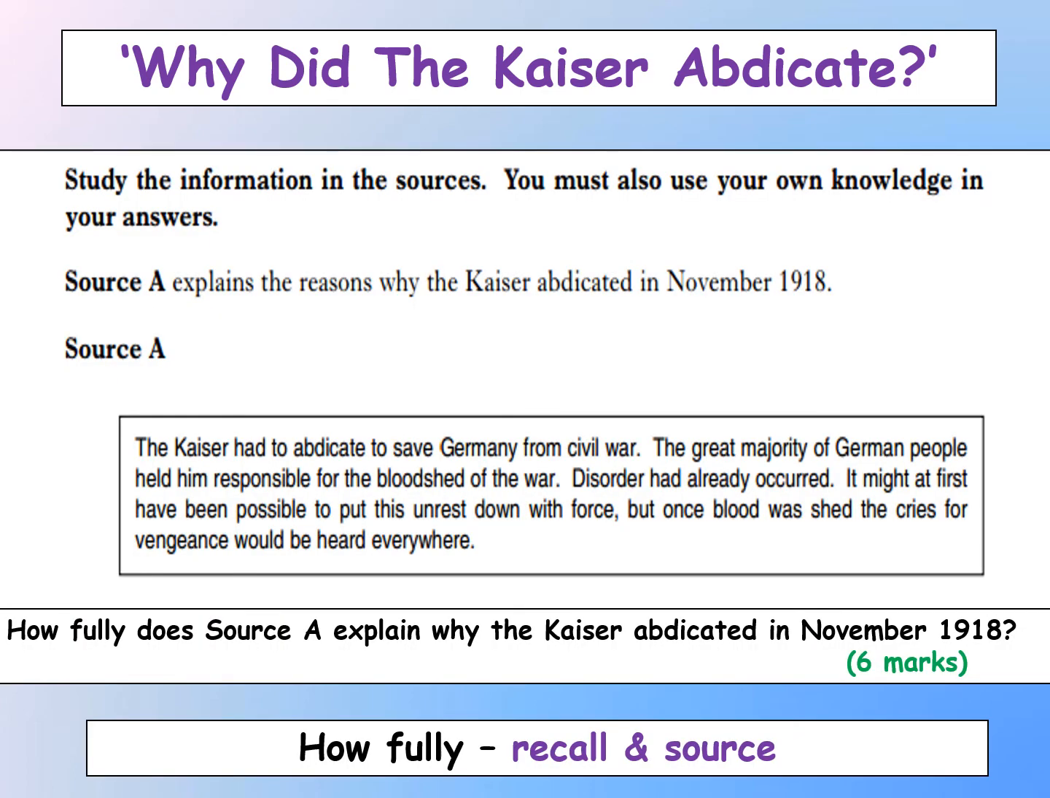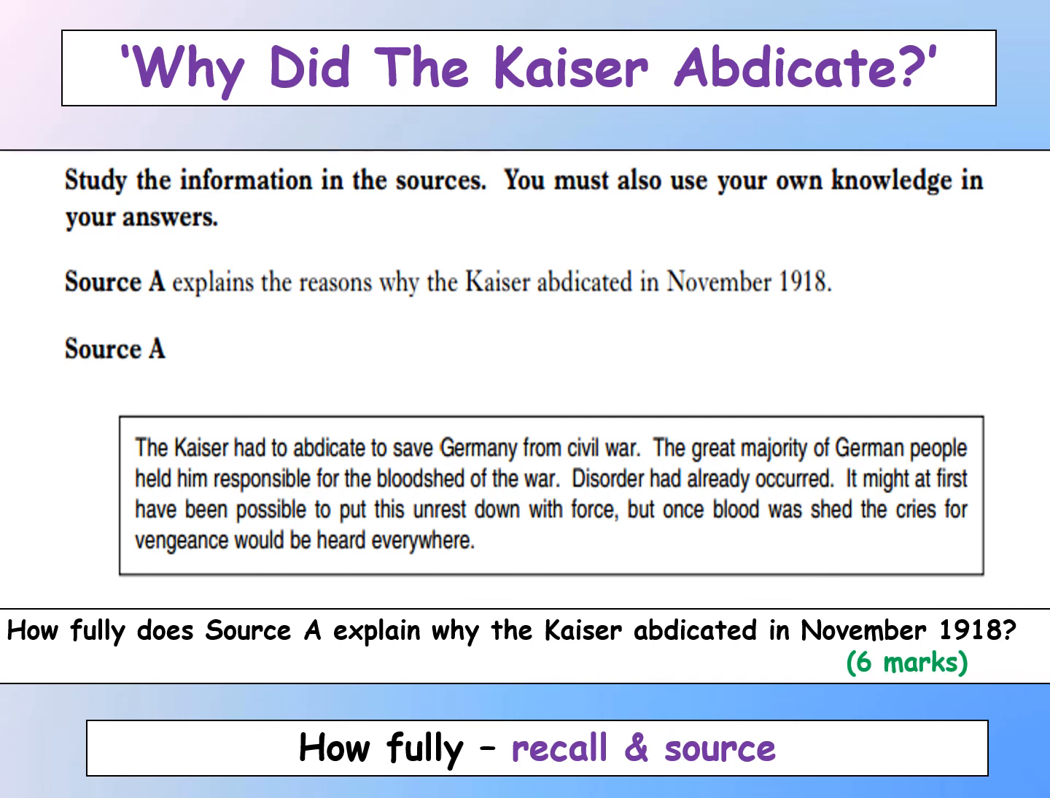So, the assignment for this lesson is a how fully question. Why did the Kaiser abdicate? Again, with how fully questions, remember you're using AID. You've got to make your judgment or your answer by saying quite fully, using the question but not totally. You're then looking for things that the source says. Try and get 3. Remember you are taking the quote and then explaining the quote, and then you're looking for 3 things that the source doesn't say.